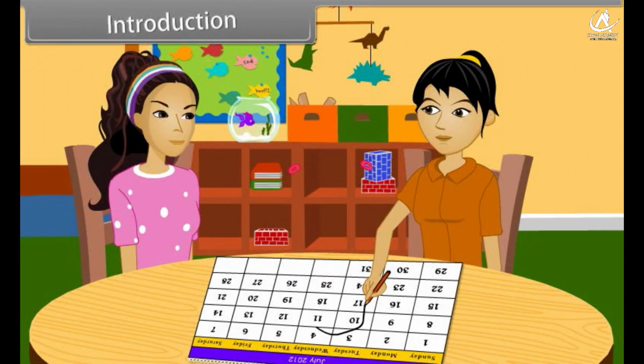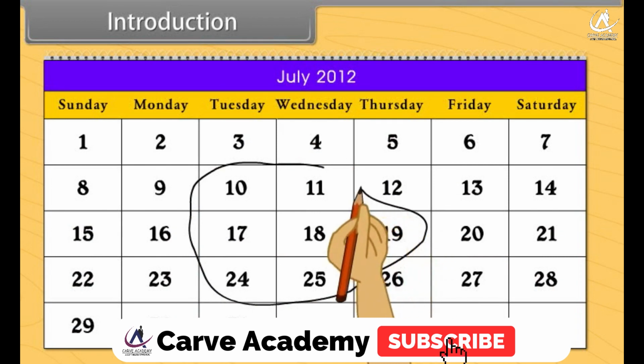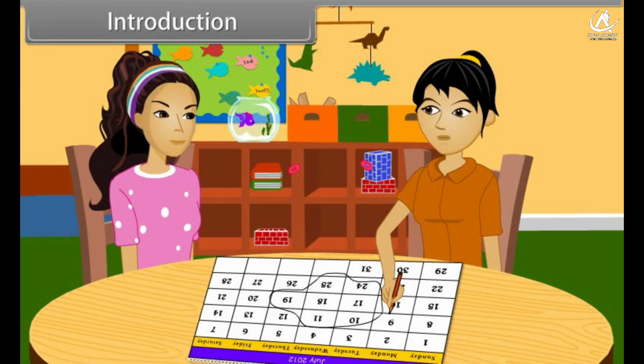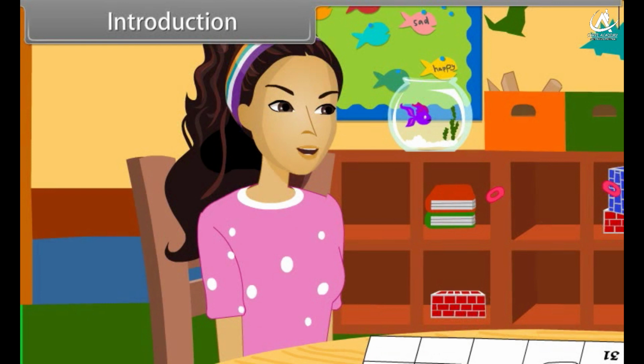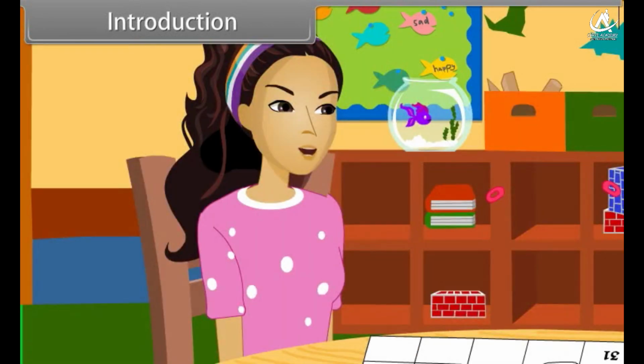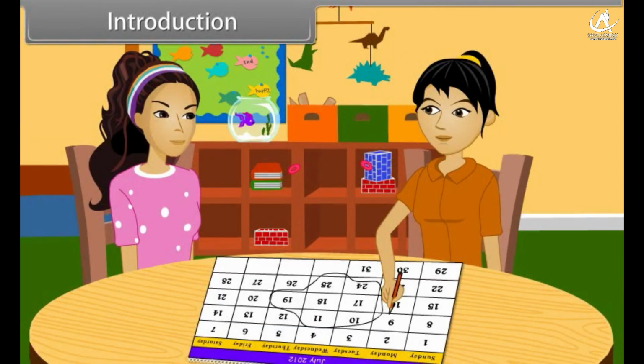Why are you marking circles on the calendar? Actually, I have class tests on these days. I have to note these dates in my notebook. Don't you have any test on the complement of these days? Complement? What does that mean? Oh, you don't know complement? No? Come, I will explain it to you.